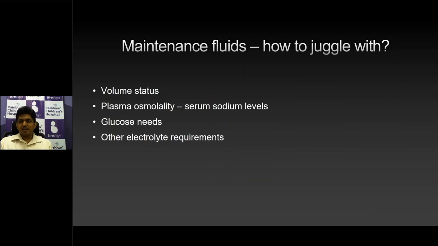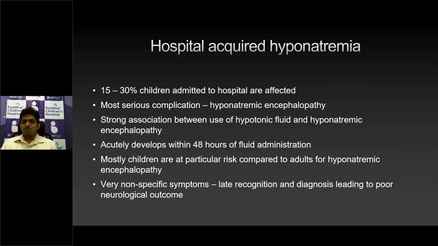So how to juggle? Again, it is based on the volume status and the plasma osmolarity, as we discussed before. Then coming to the glucose needs, the glucose should only be given as much as is required to prevent starvation ketoacidosis and also to maintain normoglycemia. And other electrolyte requirements like potassium and calcium, you have to provide adequately. So why are these things important? This is important to prevent hospital-acquired hyponatremia.